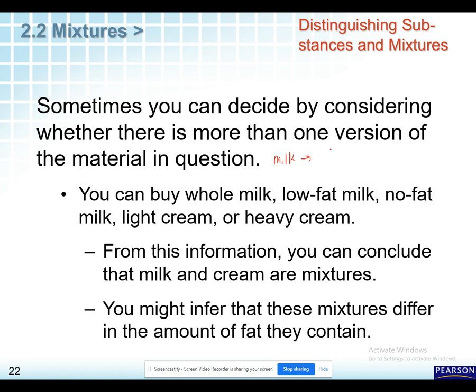It is a homogeneous mixture. The reason it is a mixture is because you can buy whole milk, low-fat milk, no-fat milk, light cream, and heavy cream, and we can conclude that milk and cream are mixtures because there are different types. In fact, the way that they're different is they contain different amounts of fat. 2% milk is going to contain less fat than whole milk. Heavy cream has more fat than light cream.